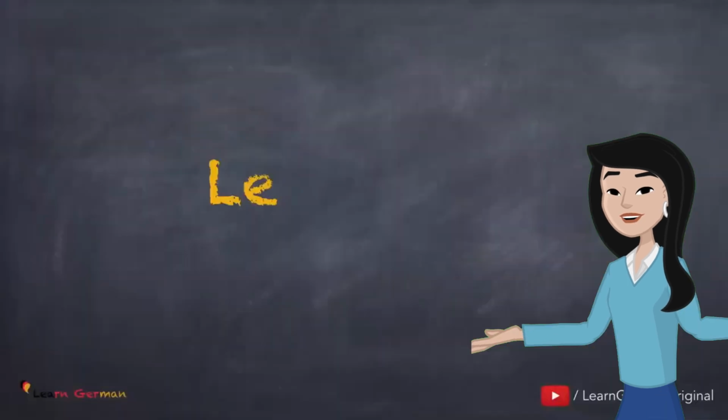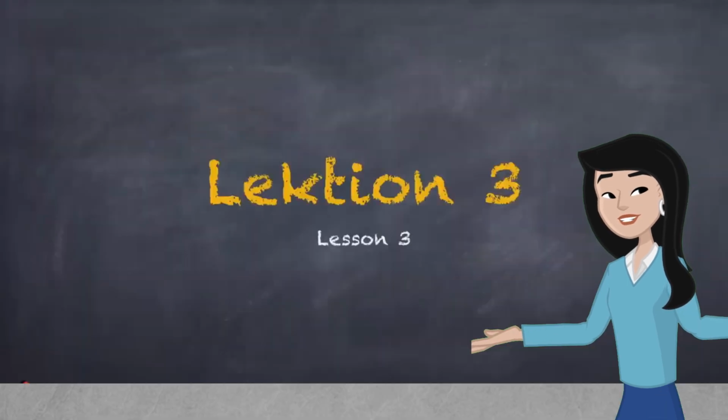In the previous lessons, you learned a few greetings in German and a few common phrases. Hopefully, now you can speak a bit of German. In this lesson, we will be learning numbers from 0 to 20. So let's begin. Lektion 3.